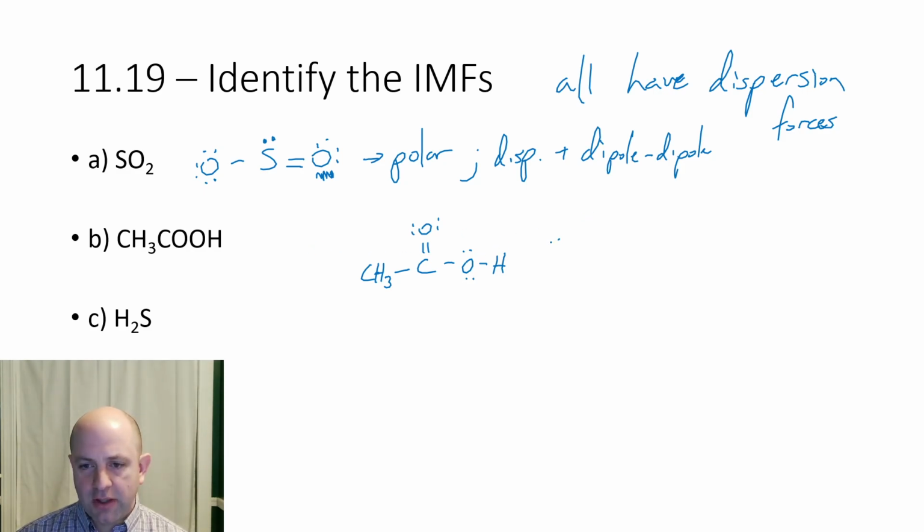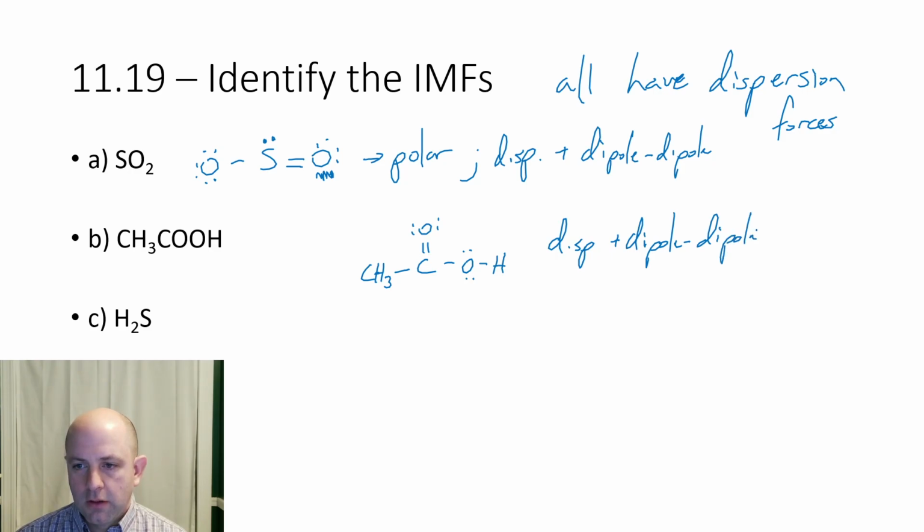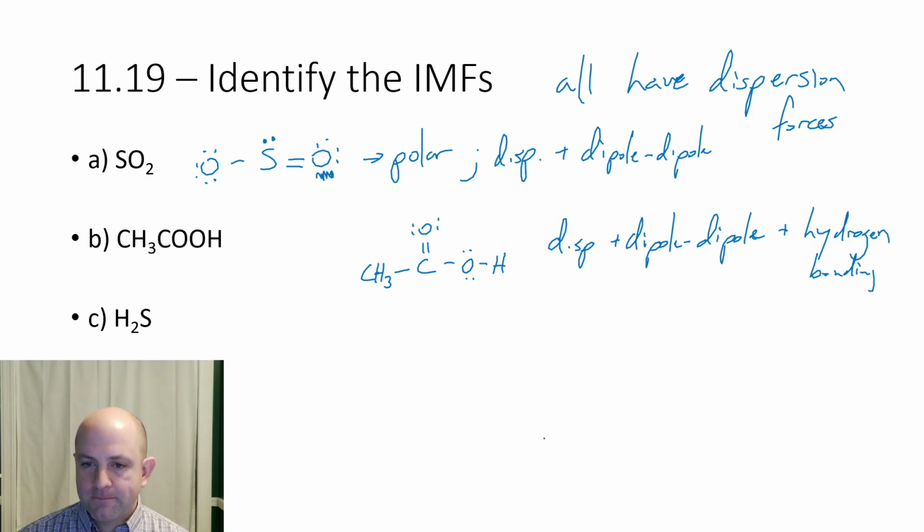So we say, okay, it's going to have dispersion. It's going to have dipole-dipole because of the O's. And then we say, oh, look, there is a hydrogen attached to an oxygen. That means we have a hydrogen bond donor, that's the H. We have a hydrogen bond acceptor, that's the O's. If it has both, it will have hydrogen bonding. Okay. For the third one here, it's got dispersion, because everything does.